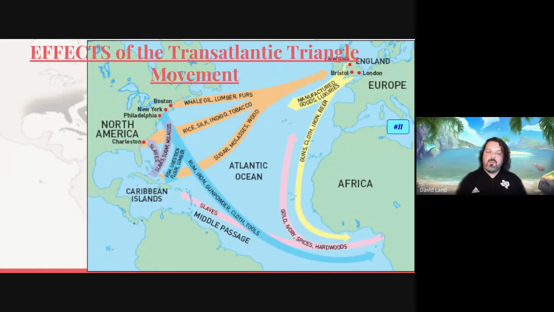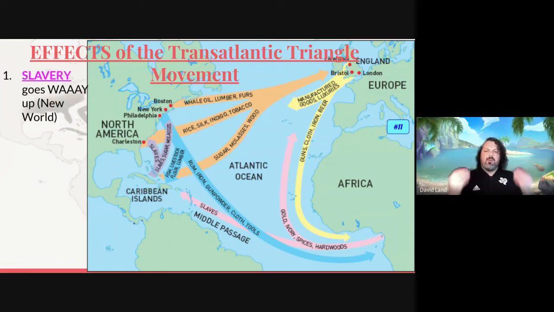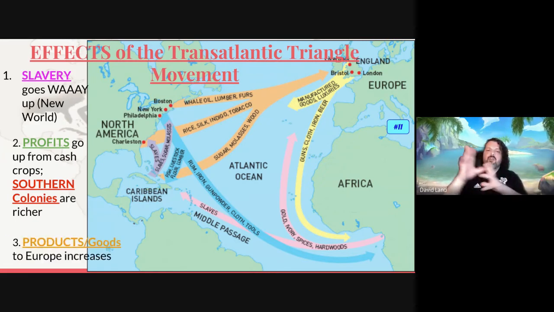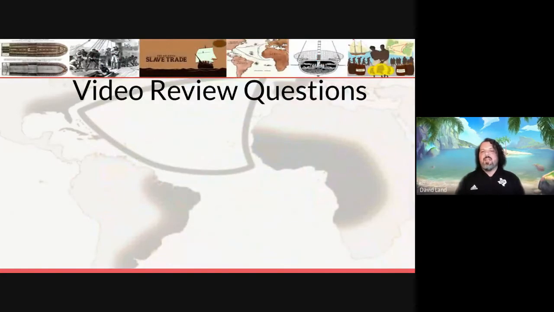So let's look at the effects really quick. Everything goes up in the effects, meaning the really important factors here. Slavery is going to go up. It's going to become massive, right? Profits, economics from the crops go up. Southern colonies that grow the crops, their value is going to go up in profits and in money. And last but not least, the products and the goods that are being made from those crops, like cigars from tobacco, are going to go up too, because the rest of the world is going to say, I want that item. I want that good, and it can be brought to me. So I want it. Bring it to me. I'm going to pay money for it. And there we go. Those are the increases of the effects of the triangle.